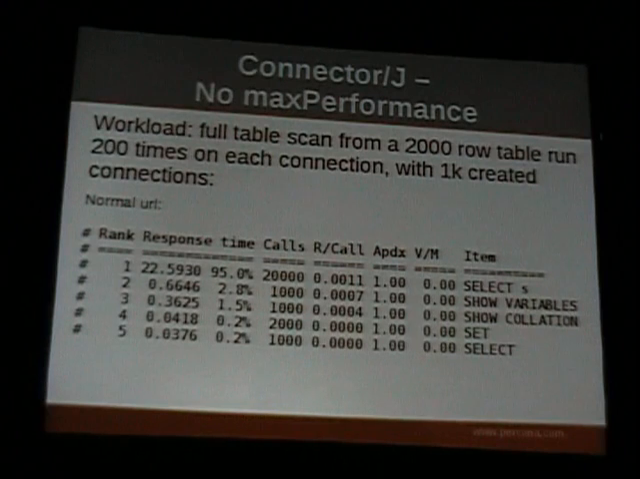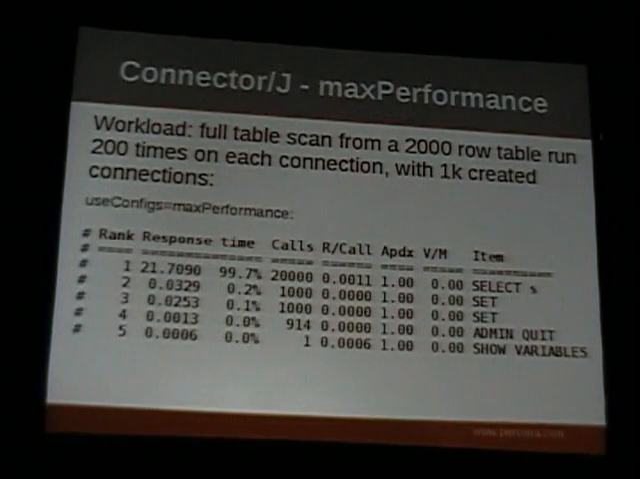Now, when that's running with a normal connection URL, when we add useConfigs equal maxPerformance to the URL, here's what we get. We see the select is now using 99.7% of the time. And the show is almost gone, it runs only once, and the set takes only 0.3% of the time. That's quite a good improvement. And the next example will show an even better improvement.